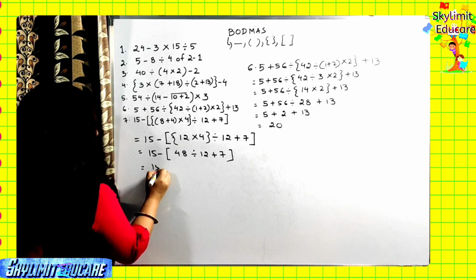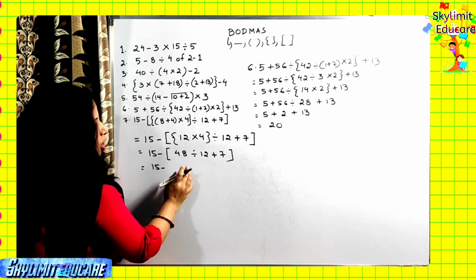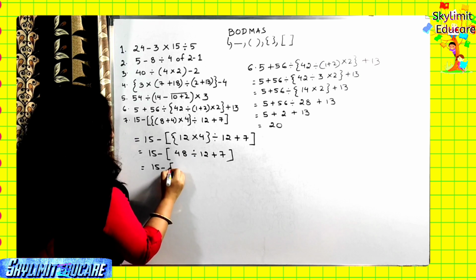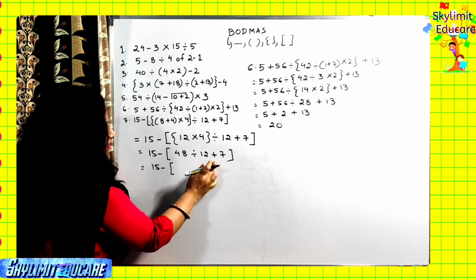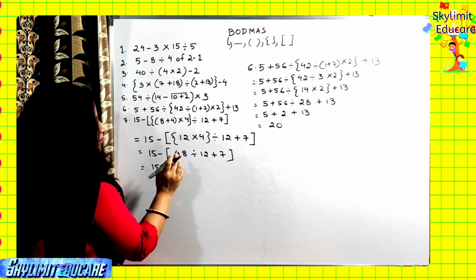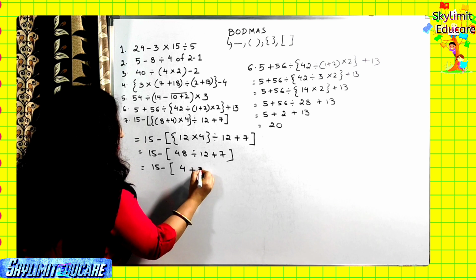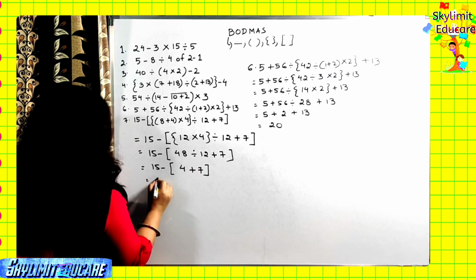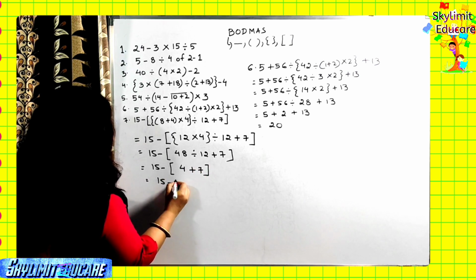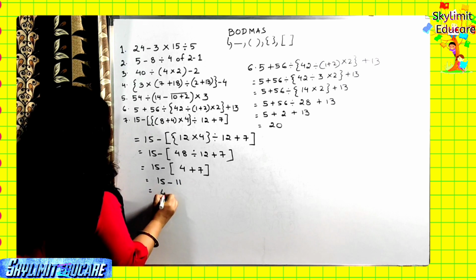Next we have to solve this square bracket. So next we have here division as well as addition. So let's solve the division first. 48 divided by 12 gives us 4 plus 7. So 15 minus 7 plus 4 is 11. So that gives us 4.